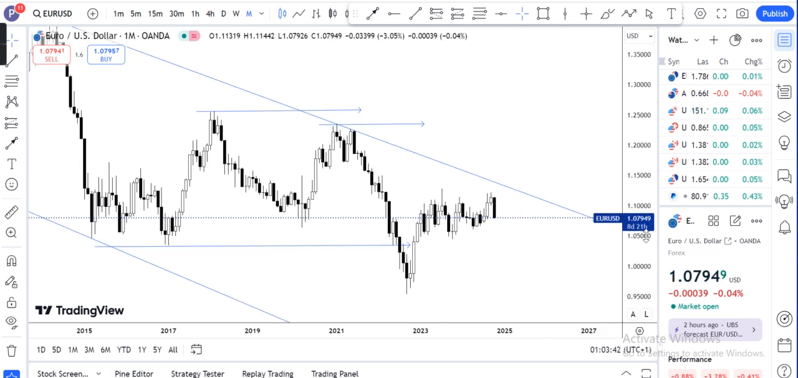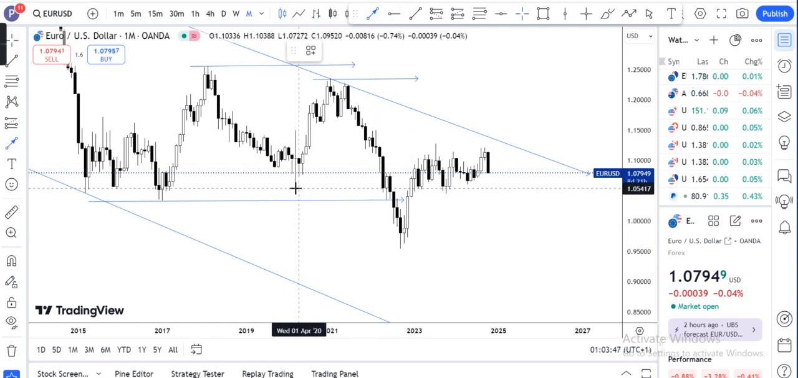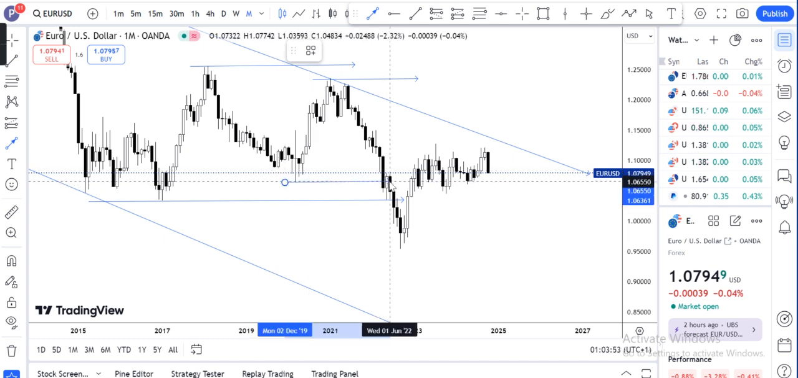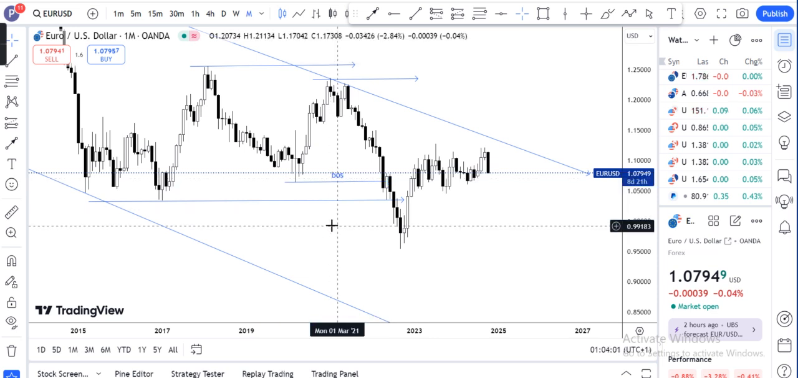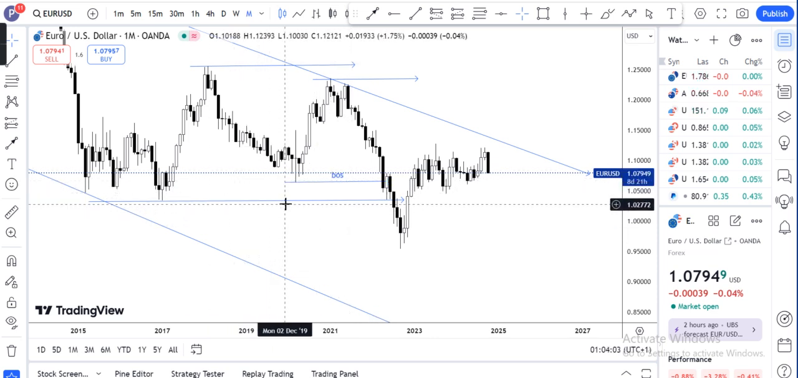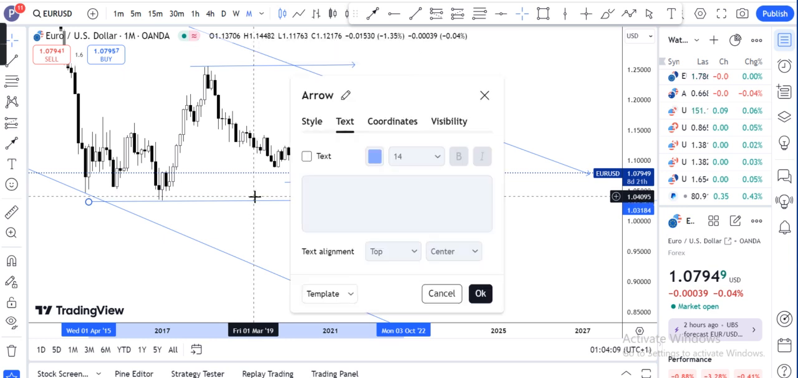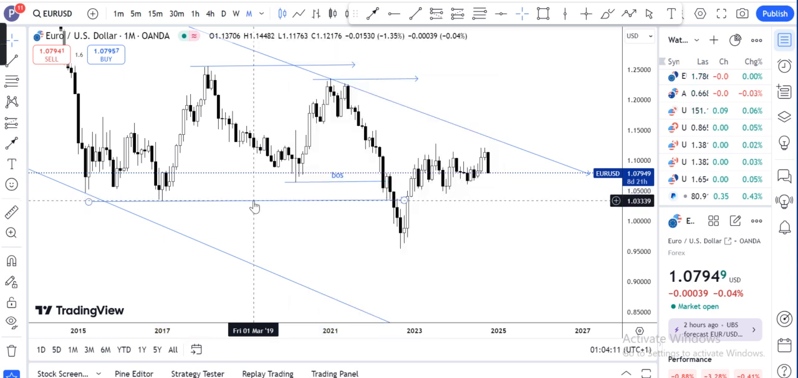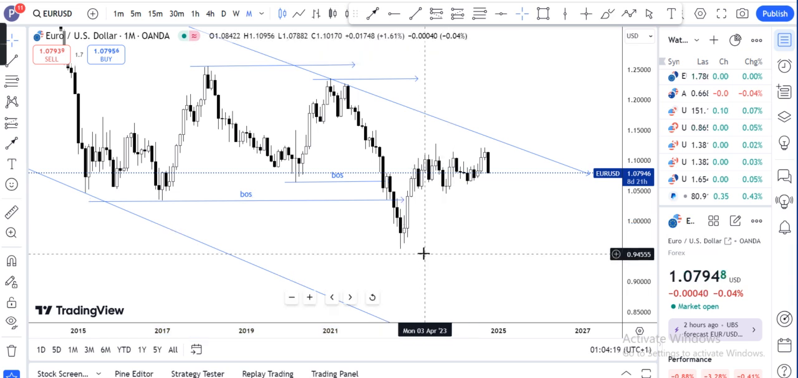Now, having done that, what do we look out for next? We clearly mark out this internal structure, which is this particular point. On this internal structure, we clearly have our break of market structure, which is our BOS. That is the internal break of market structure, and this is what I would simply classify as our external break of structure.